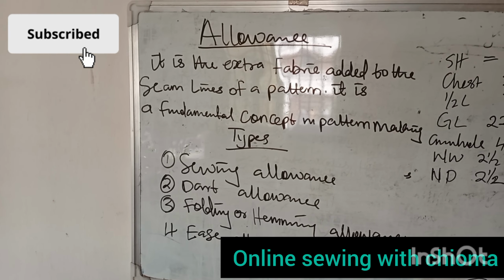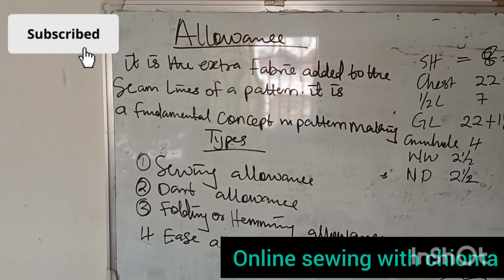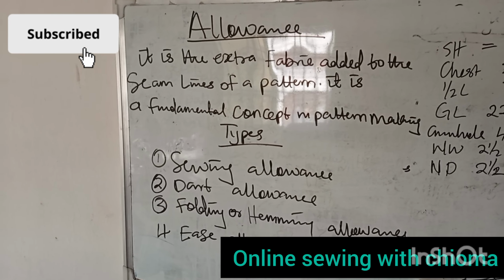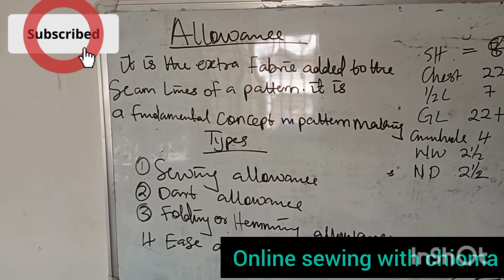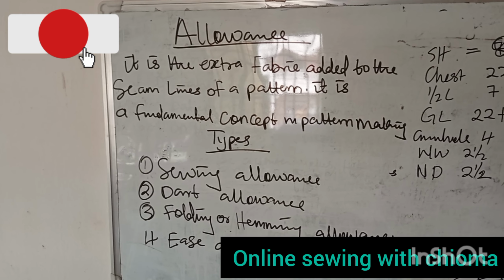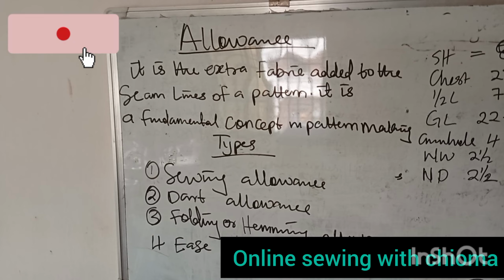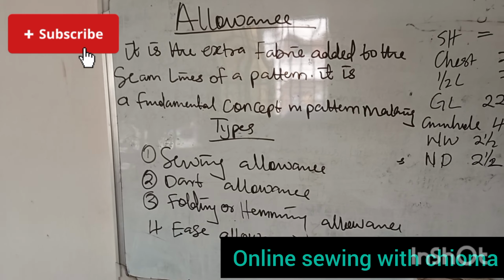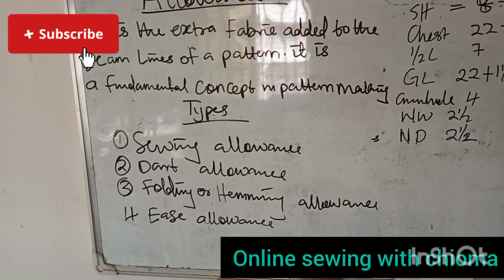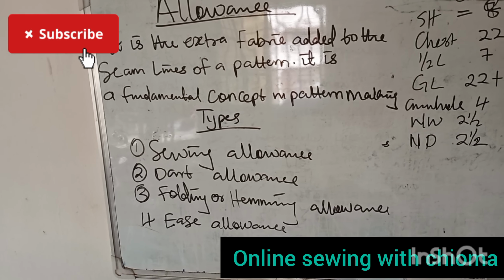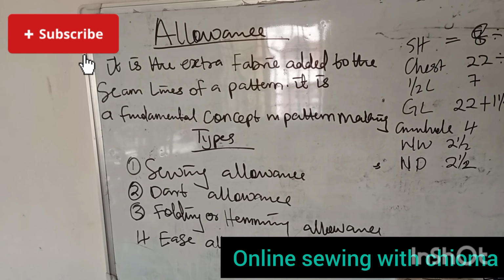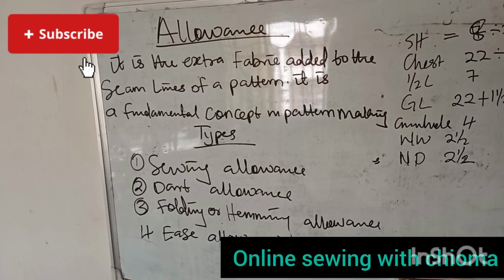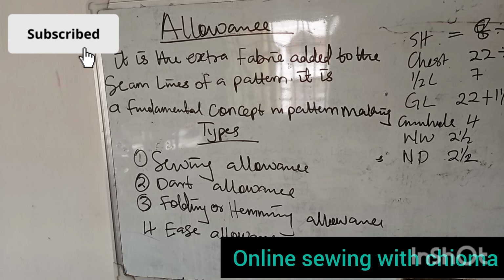Now, another term that we'll be using recurrently, continuously, is allowance. Yes. Now, in fashion, what do we call allowance? It has different types. It's not the allowance of giving money. No. Fashion has its own meaning, its own allowance. It is the extra fabric added to the seam lines of a pattern. It is a fundamental concept in pattern making. It is fundamental in all your sewing.